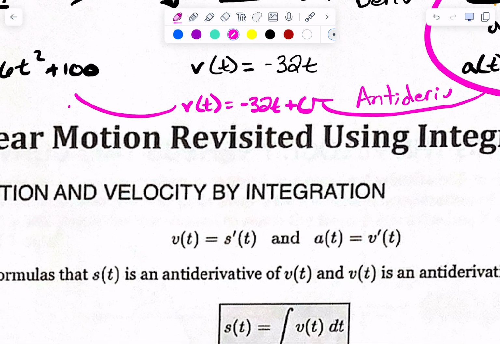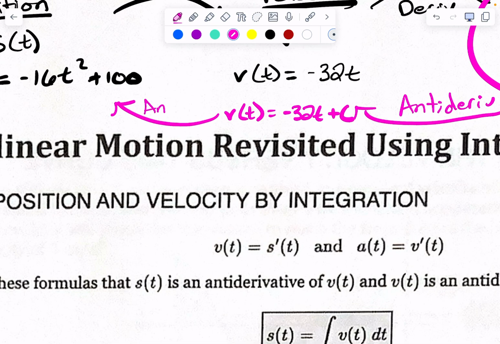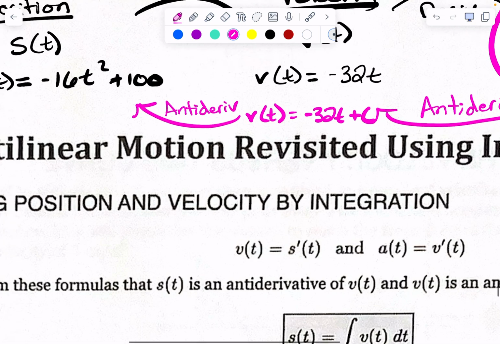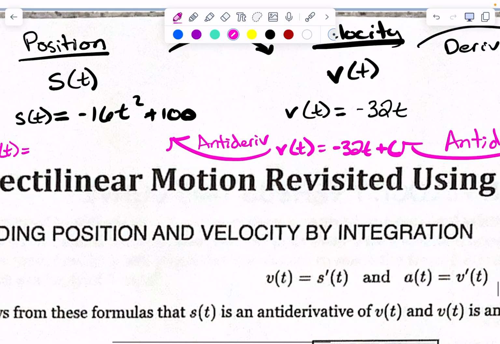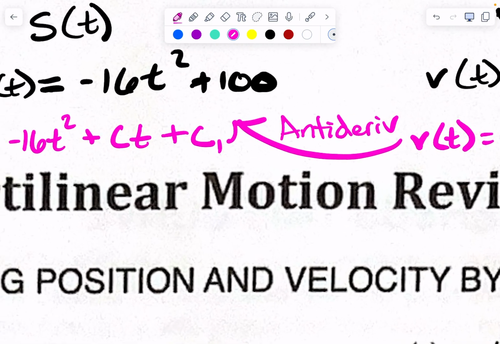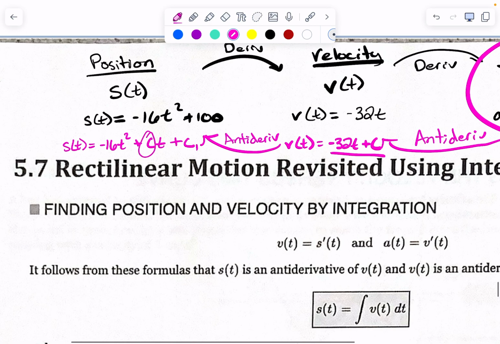Then I do the antiderivative again, and I get s of t. The antiderivative of negative 32t plus c is going to be negative 16t squared plus c t, plus your second constant. I'm going to call it c1 because this constant will be different than the other constant. You can find all of these constants as you go along by plugging numbers in. That's what we're going to do in example 1. But this is saying that you can do the antiderivative and do the process backwards.